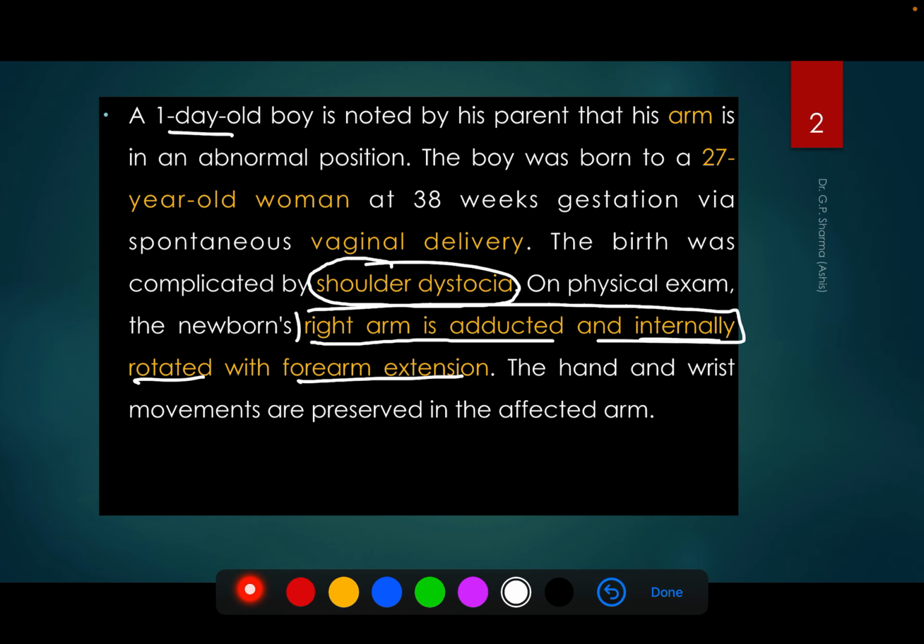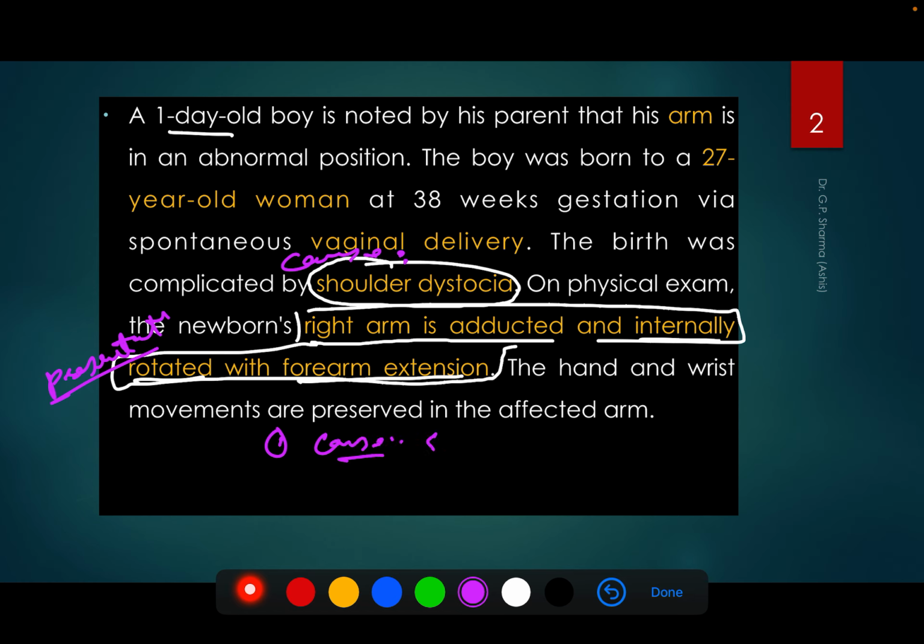So let's see the points over here. These points are highlighted. This is the cause, shoulder dystocia, and this is the presentation after the injury. Here we care about two things. One, that is the cause. The cause is shoulder dystocia, and we see the presentation, right?